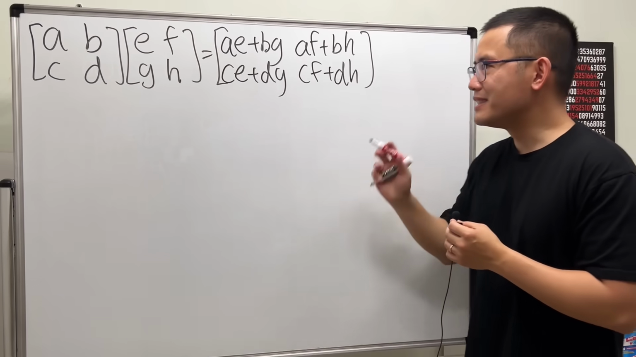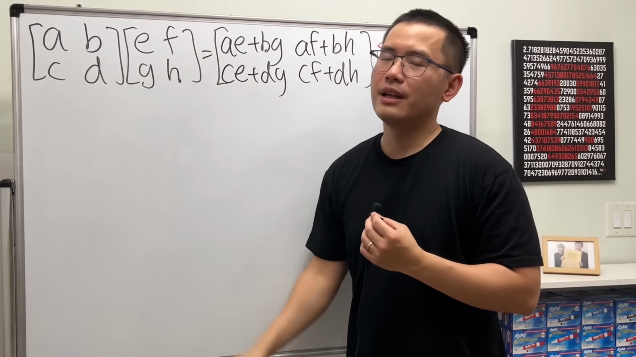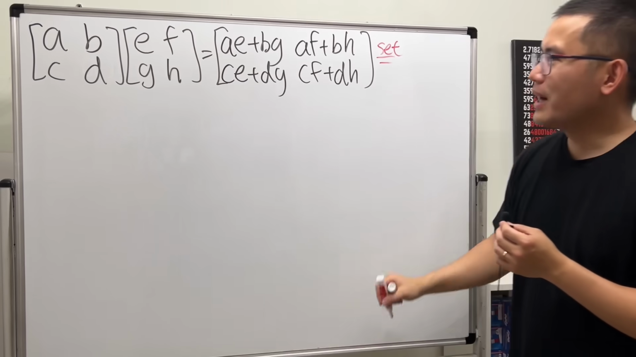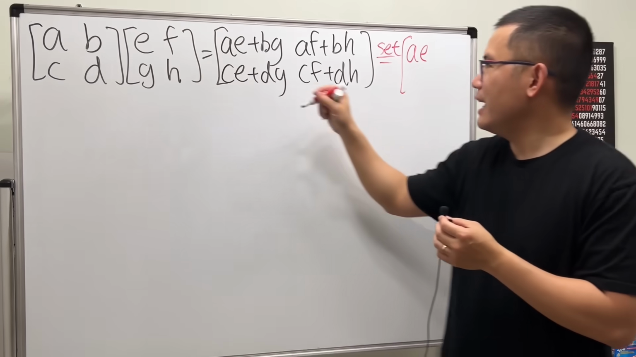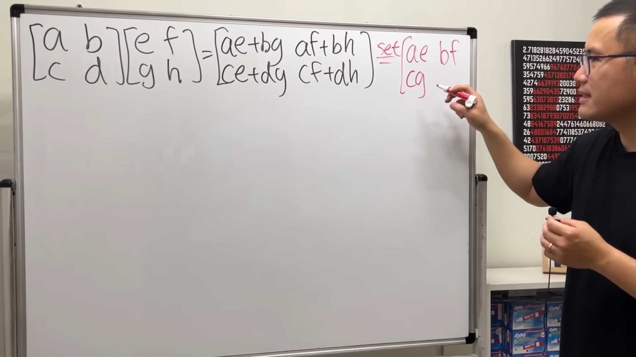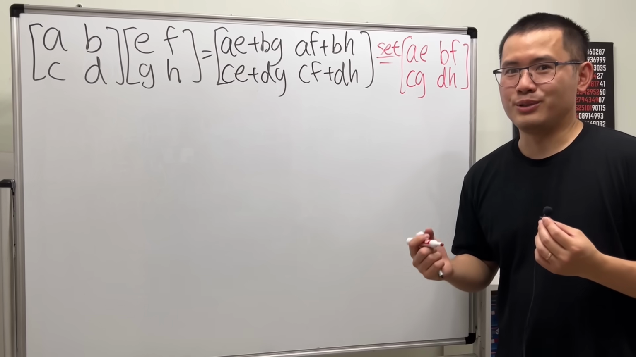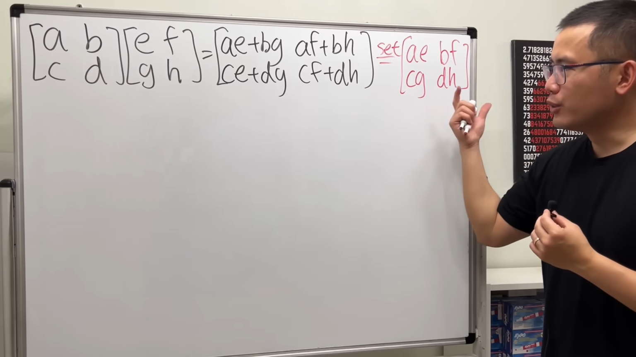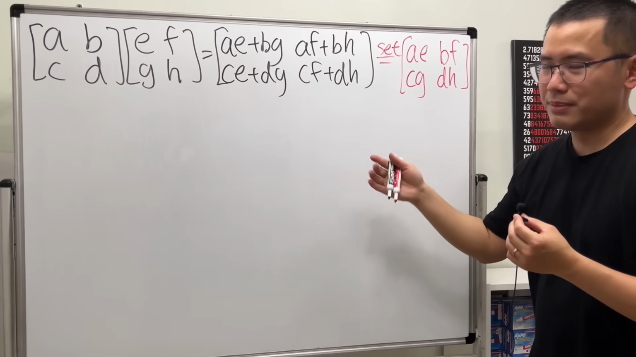Then, we are going to set this equal to when we multiply these two matrices the wrong way. That is entry by entry. So we are going to have AE, next just BF, and then continue CG, and then lastly, we have DH. So this is how we are going to force things to happen the way we want it to be. And in order for this matrix to be the same as this, we just have to set the entry equal to the entry correspondingly.